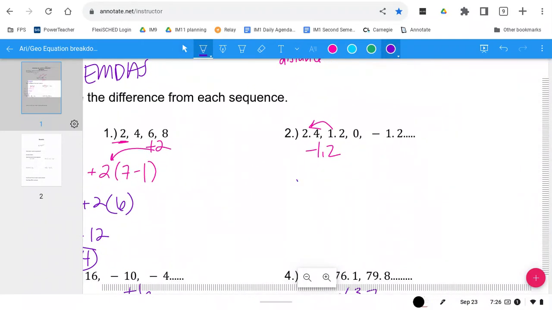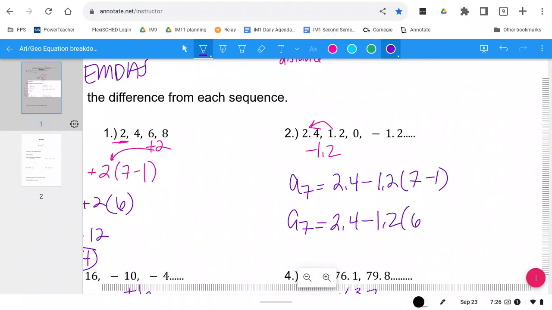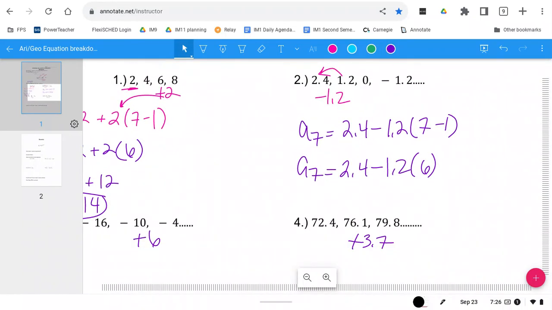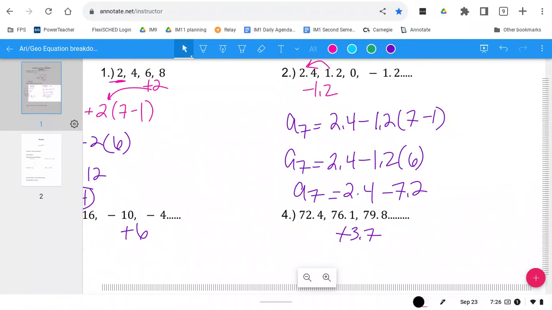So for my next one, finding the 7th term, my first term is 2.4. I am going the distance of negative 1.2. I plug my 7 in, work my parentheses first, work my multiplication. A negative 1.2 times a positive 6 will keep it negative. So I'm going to get negative 7.2. And then 2.4 minus 7.2, run out of space here, is negative 4.8.